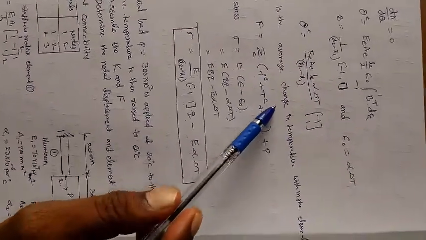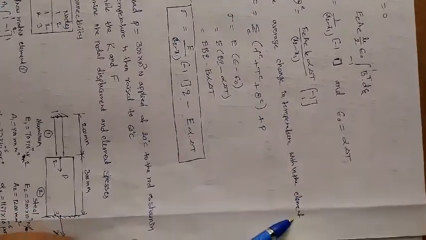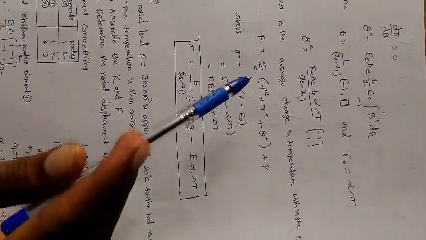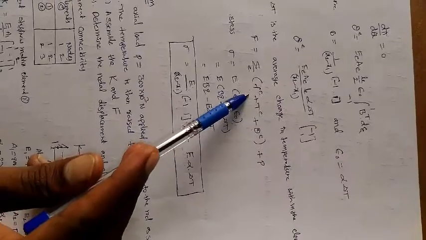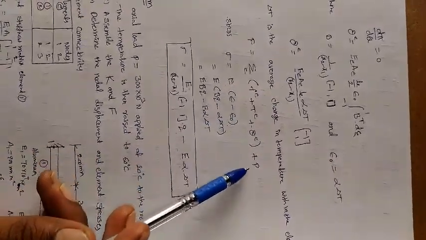Delta T is the average change in temperature within the element. Therefore, F is equal to sigma of Fe, Te plus theta e, plus P.